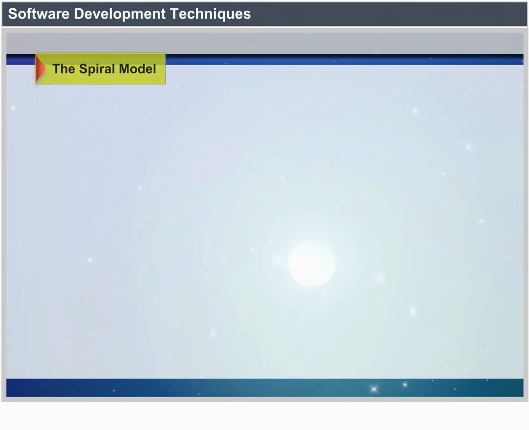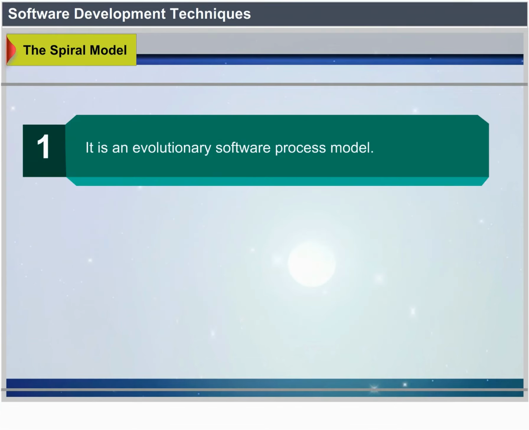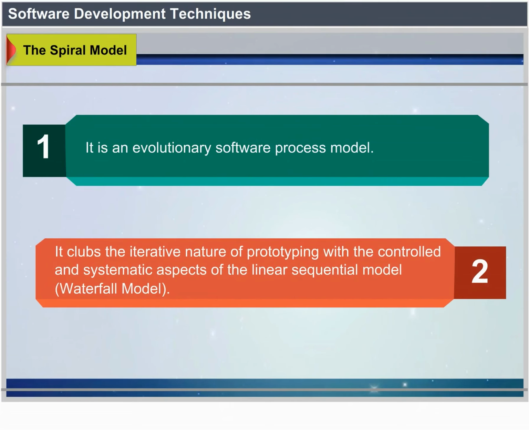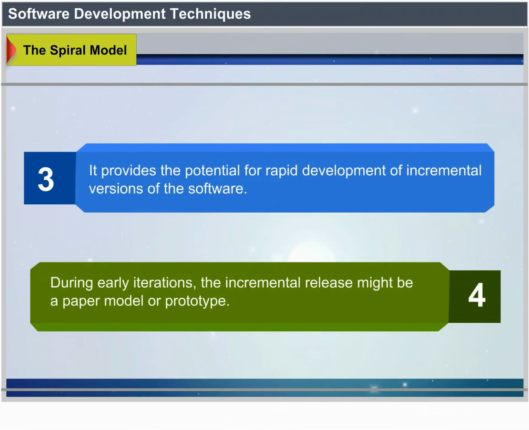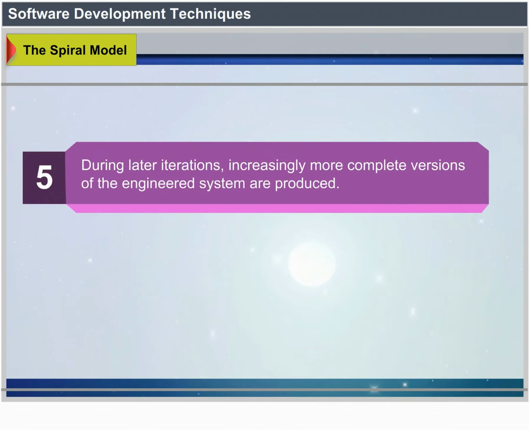The spiral model. It is an evolutionary software process model that couples the iterative nature of prototyping with the controlled and systematic aspects of the linear sequential model or the waterfall model. It provides the potential for rapid development of incremental versions of the software. During early iterations, the incremental release might be a paper model or prototype. During later iterations, increasingly more complete versions of the engineered system are produced.